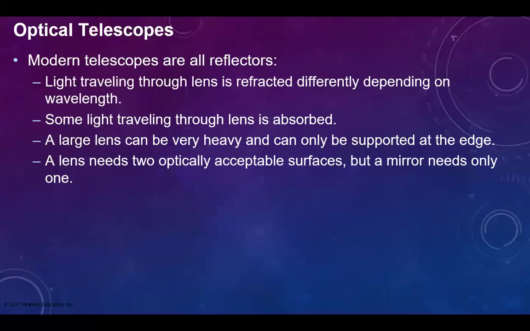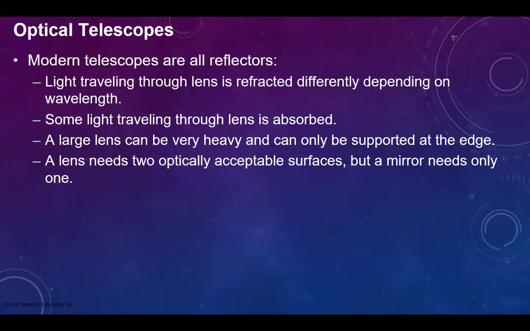Some light traveling through a lens gets absorbed because it has to go through a material and that absorbs some of the light. And then you get less light, and your goal is to get as much light as possible, so that's the problem. And a large lens can be very heavy, and it has to be supported only at the edges, which leads to possible distortions, or it's just much more difficult to work with. And a lens needs two good surfaces. Both sides of the lens matter. So both sides of the lens need to be optically acceptable, but a mirror only needs one.